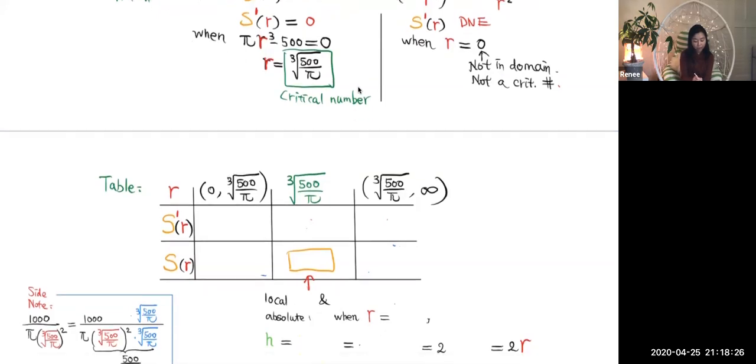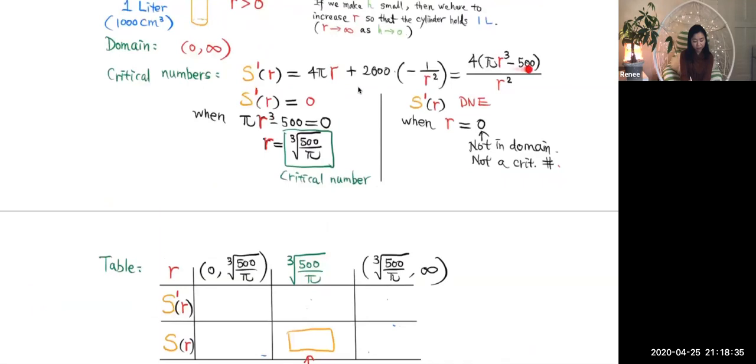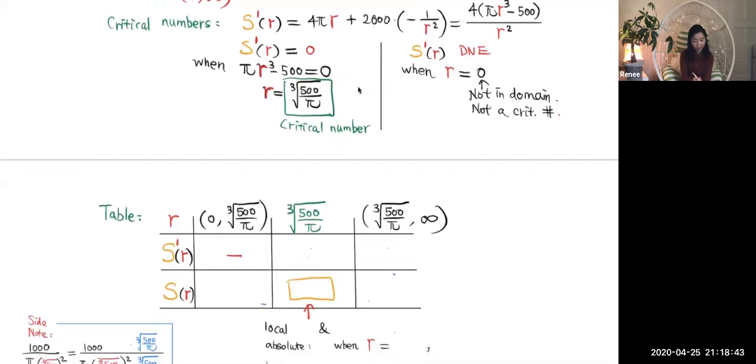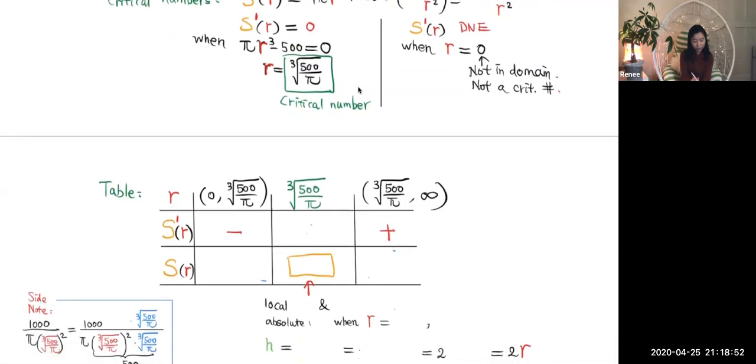Now we test the sign of the first derivative. I pick a number here and put it into the first derivative, and I come up with negative. So the sign of the first derivative is negative over here. I also pick a number here, and it is positive. At this critical number, the derivative is equal to 0. When the first derivative is negative, the function is decreasing. When the first derivative is positive, the function is increasing.